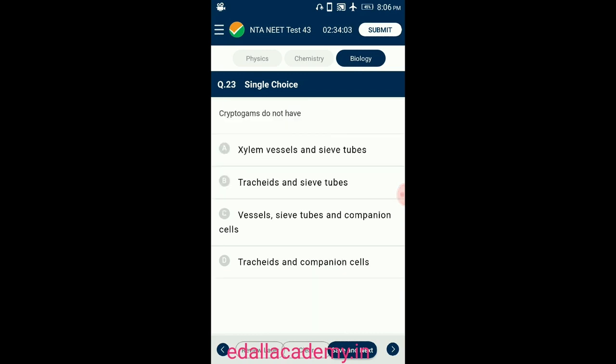Question number 23. Cryptogams do not have.